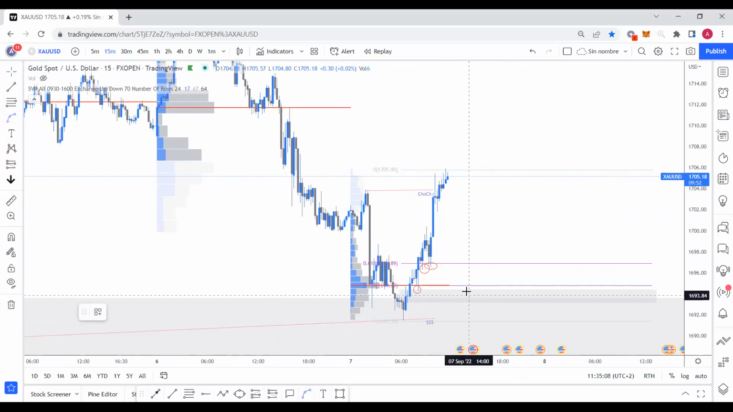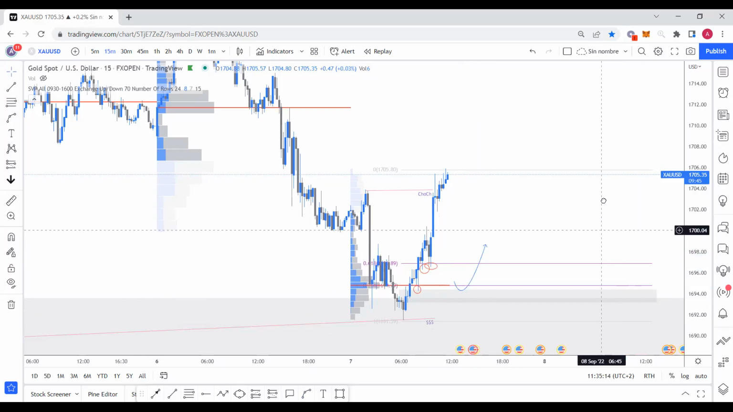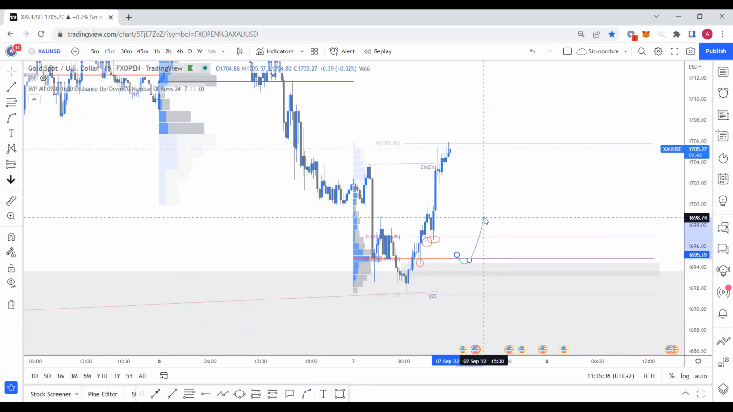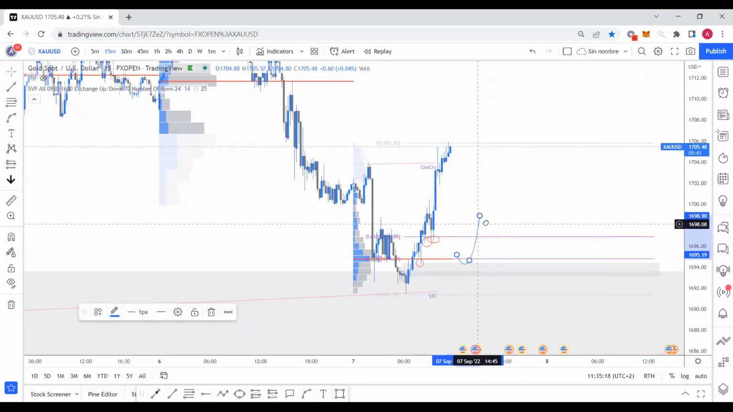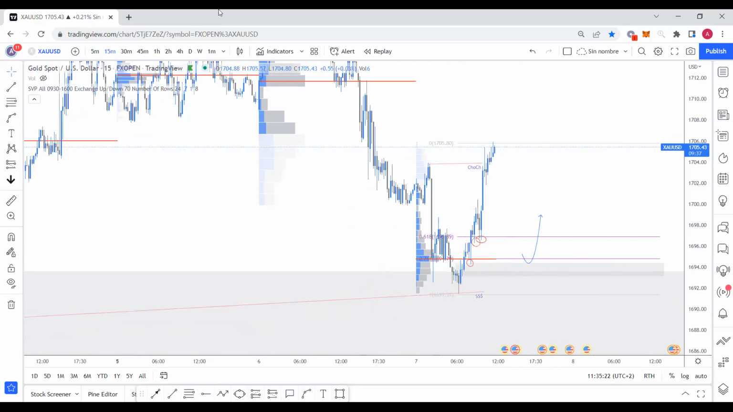And yeah, but overall, I think price will take out the liquidity to the downside to trick out all of the retail traders, okay? All of the early buyers, and yeah, just grab all of that liquidity.